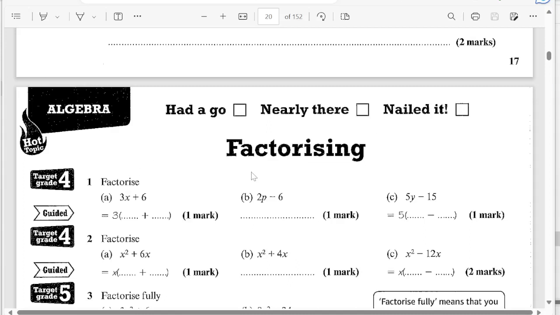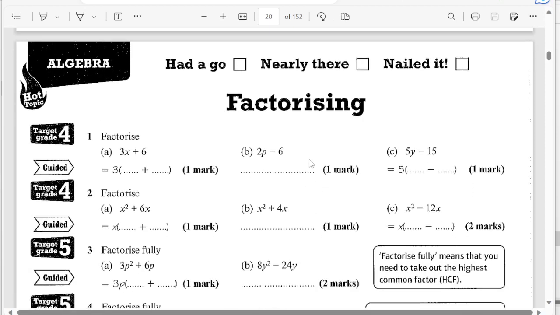Today I'm looking at the revision for the higher tier GCSE. This is a page taken from the Edexcel GCSE higher tier revision workbook, and this is page 18. So this is topic 18, factorising, and as indicated here, this is a hot topic. This is on every paper. So we'll make a start.